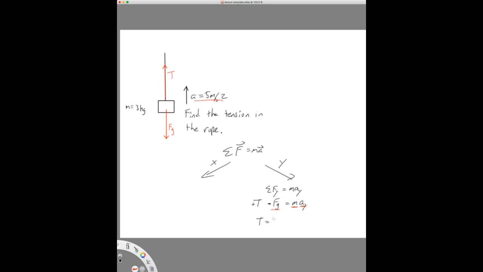Tension is going to be force of gravity plus m times ay. That is mg plus m times ay. We could even factor out the m and get m times (g plus ay). Okay, so now putting in my numbers, we have 3 times (9.8 plus 5).